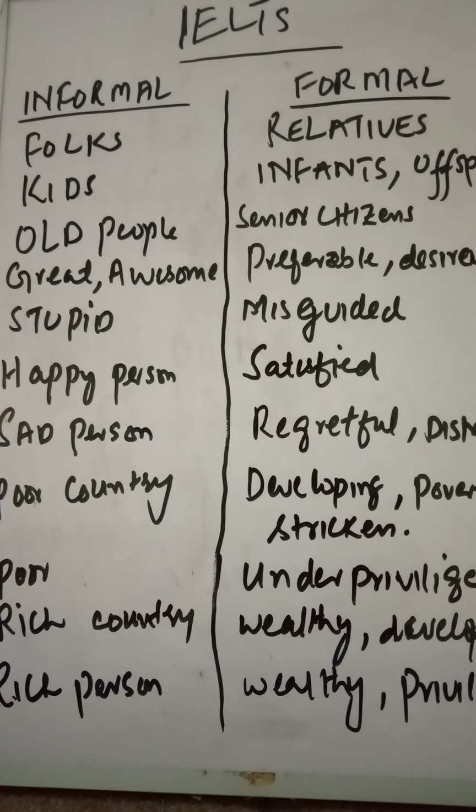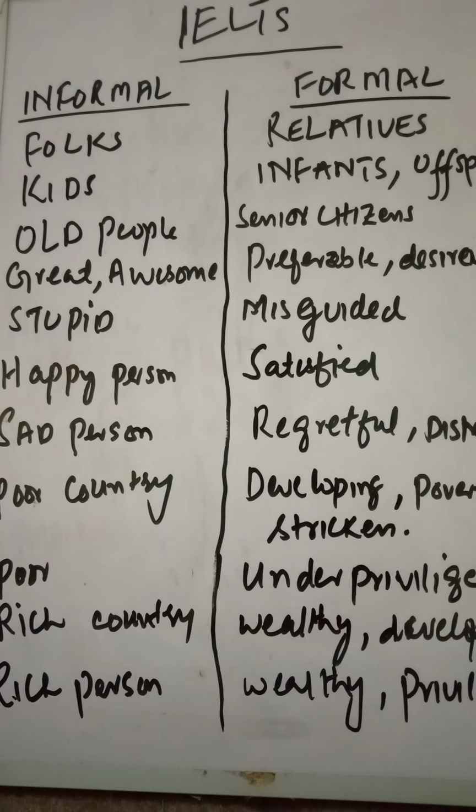Old people, don't use it in your writing in IELTS. Use senior citizens. The other word is great, awesome. It can be used in spoken English, no problem. But in written English, you should use preferable, desirable.